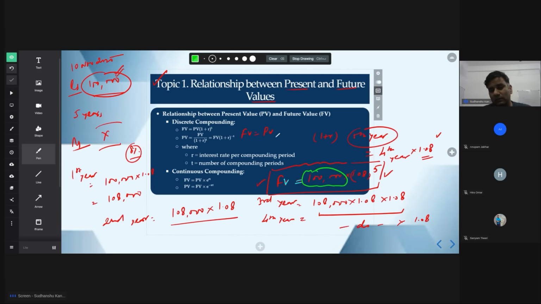And then you are multiplying by what? You are multiplying by 1 plus r raised to power t. t is what? 5 years. So 1 plus r is 1.08 raised to power t, 5 years. That's it, guys. Now somebody will say, okay, tell me the present value.